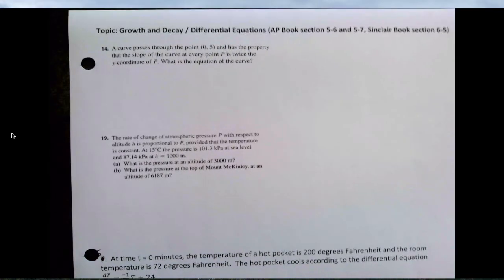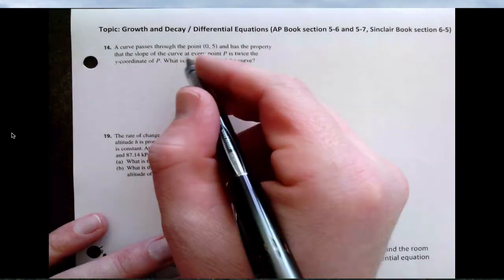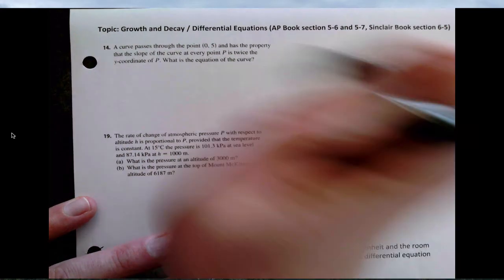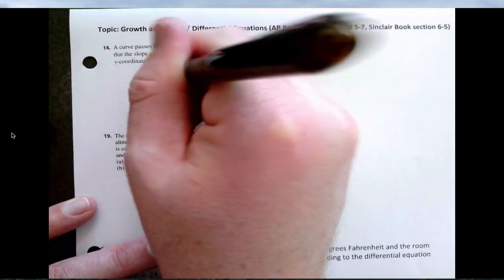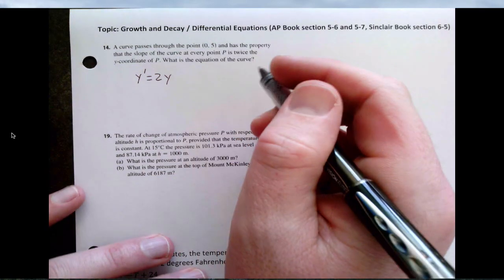Here we go. Okay, let's do our application questions, get those out of the way. A curve passes through 0, 5, and has the property that the slope of the curve at every point P is twice the y coordinate of P, which means that y prime, the slope, equals 2y. What is the equation of the curve?